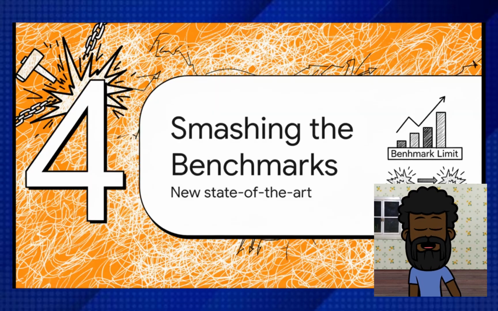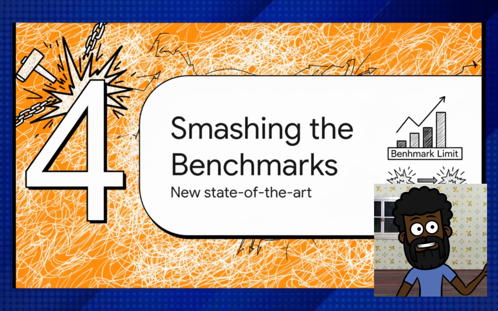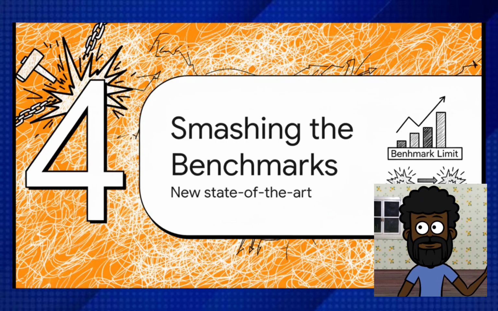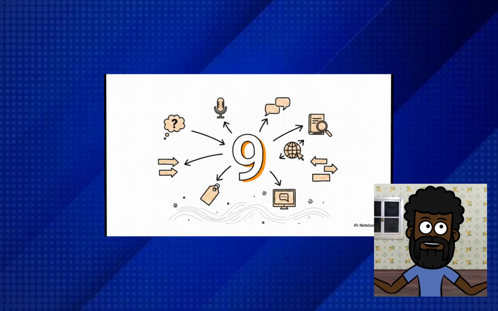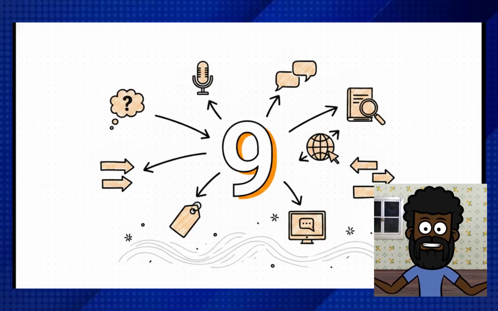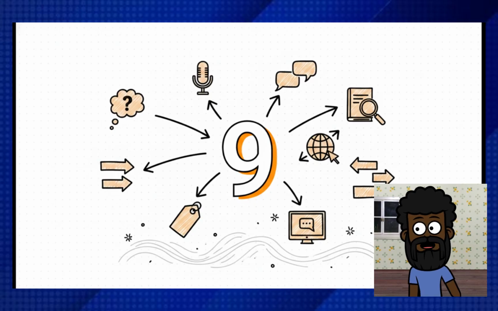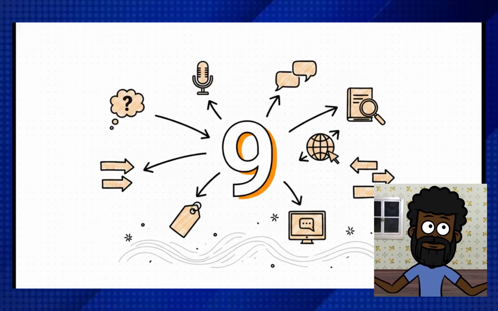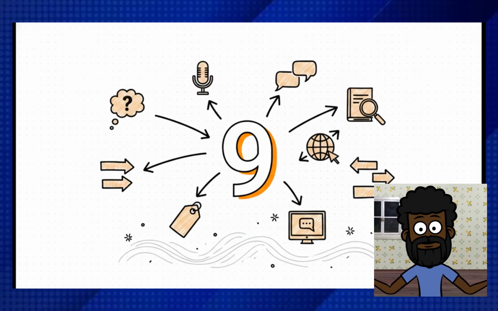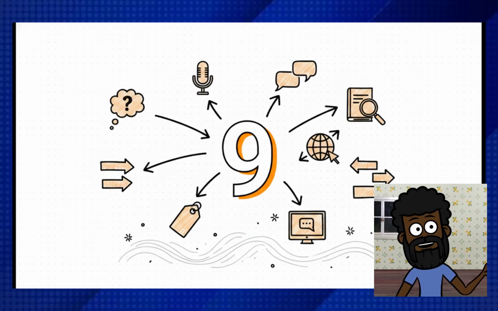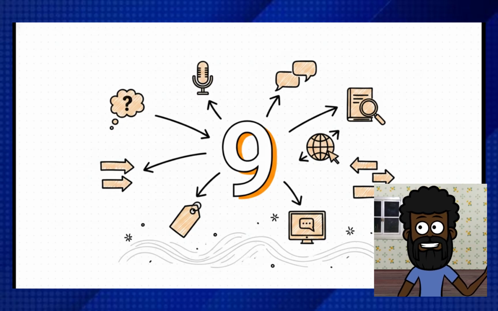All right, Section 4, smashing the benchmarks. Let's look at the new state-of-the-art. 9. Yep, that's the magic number. This single, general-purpose, completely task-agnostic model literally crushed the absolute state-of-the-art records in 9 out of the 12 natural language understanding tasks they studied. It didn't just casually compete, it completely dominated models that had been specifically and painstakingly handcrafted for those exact individual tasks.